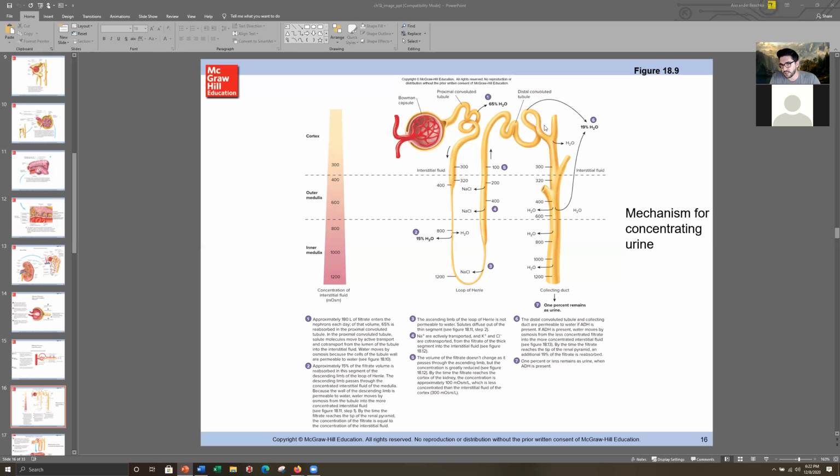So water can exit, and then as our filtrate exits out through the collecting duct right here, we can lose and retain more water if necessary, generally whittling it down to about 1% of the total volume that passes through there, so about 1.8 liters of the 180 liters that we see passing through there every day. All right, so that's how we concentrate our urine.